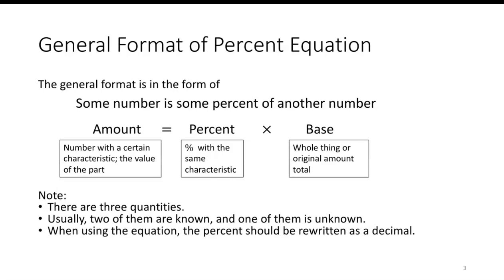So some notes here. There are three quantities. There's the amount, the percent, and the base. And usually two of them will be known and one of them will be unknown. And the job for you would be to solve for that unknown. And also keep in mind that when we use this equation, the percent should be rewritten as a decimal. It'll just make the math a lot easier.